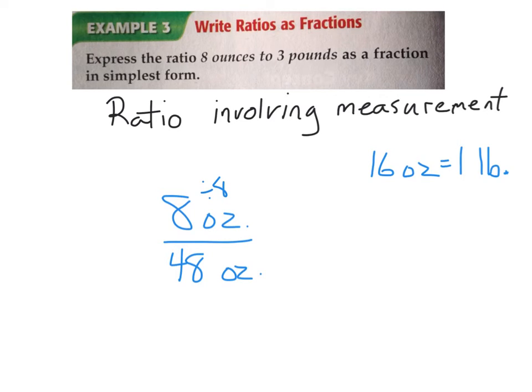And now again, I just simplify. I can divide both of these sides by 8, and if I do that, I get 1 ounce over 6 ounces. So in today's assignment, make sure that you're looking out for any types of ratios that deal with measurement, because if so, then what you're going to need to do is make sure you get both of the units the same. Otherwise, just turn the ratio into a fraction in simplest form.